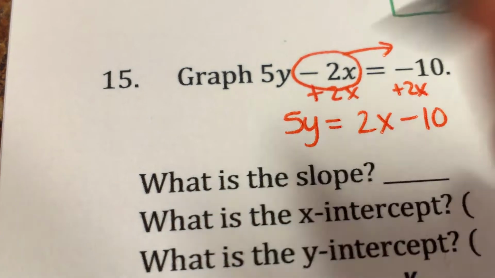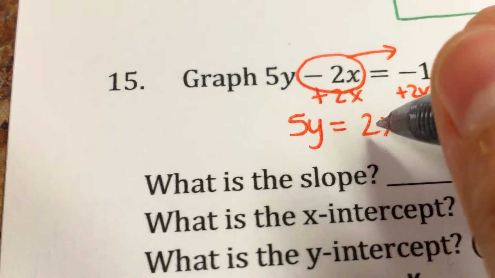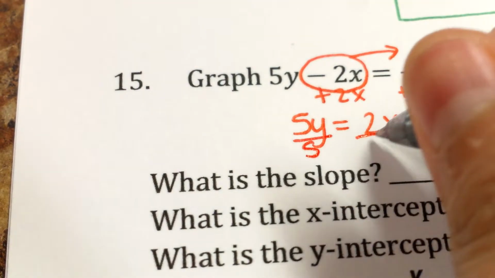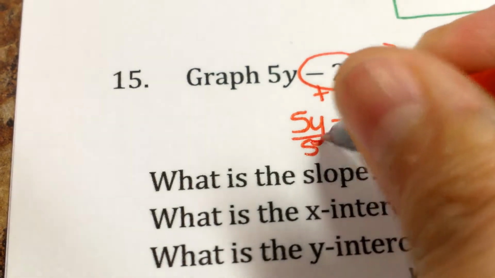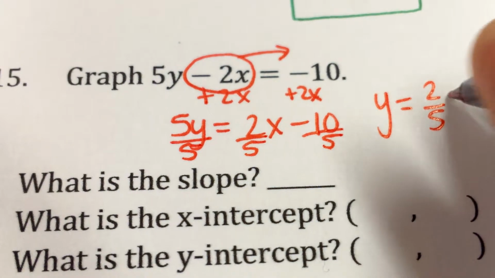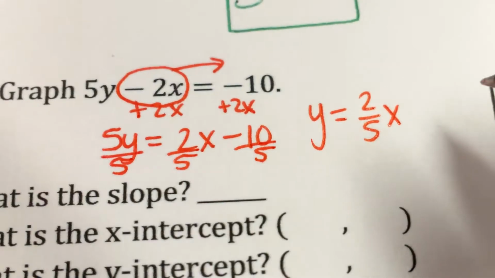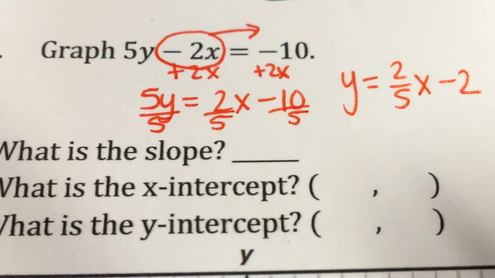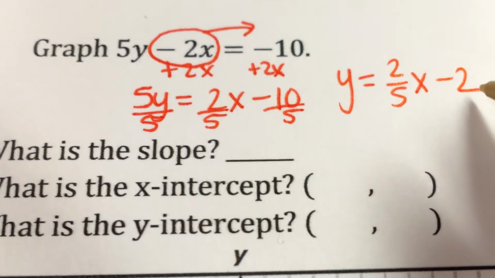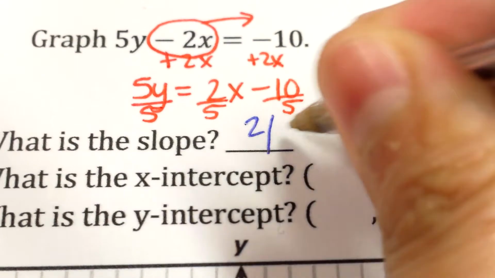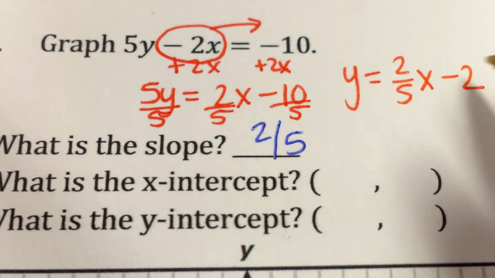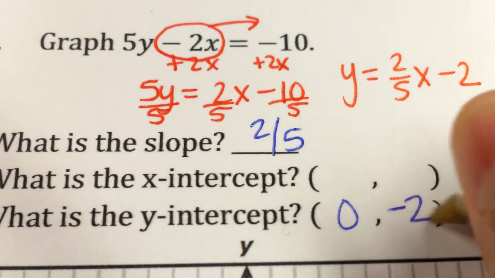And we want the x first. That's why I put the x first, 2x minus 10. Then we want to get rid of this 5, so we divide by 5 to each one. And now I'm left with y equals 2/5 x. 10 divided by 5 is 2, minus 2. What's my slope? y equals mx plus b. m is your slope, 2/5. Positive 2/5. My y-intercept is b, the negative 2, so it would be 0, negative 2.